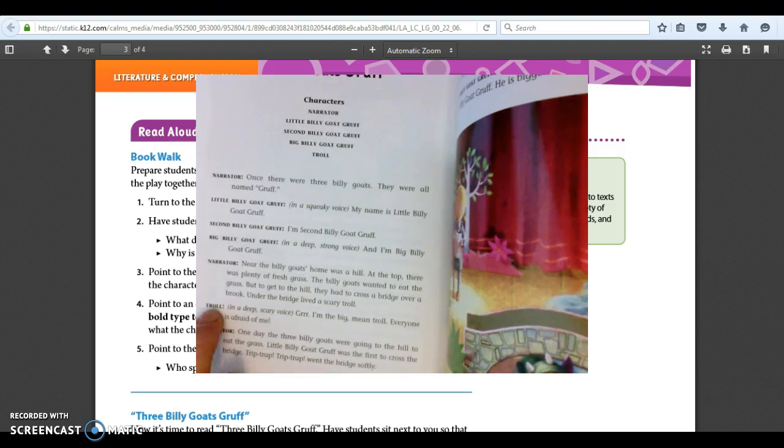So this just lets us know who is talking. So who is saying this? Grrr, I'm the big mean troll. The troll is saying that.